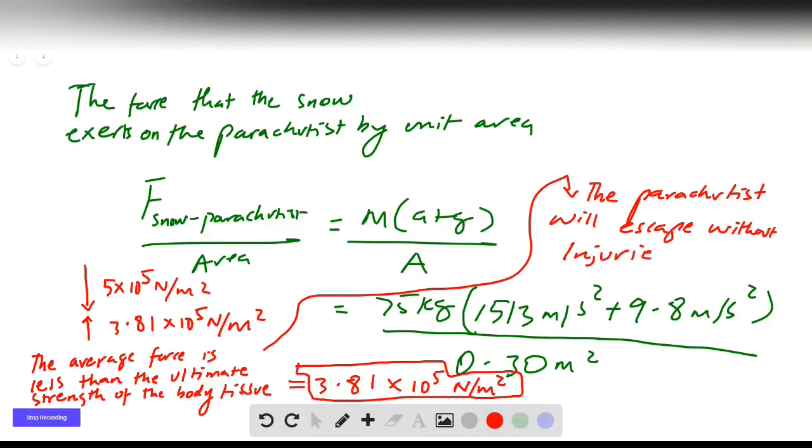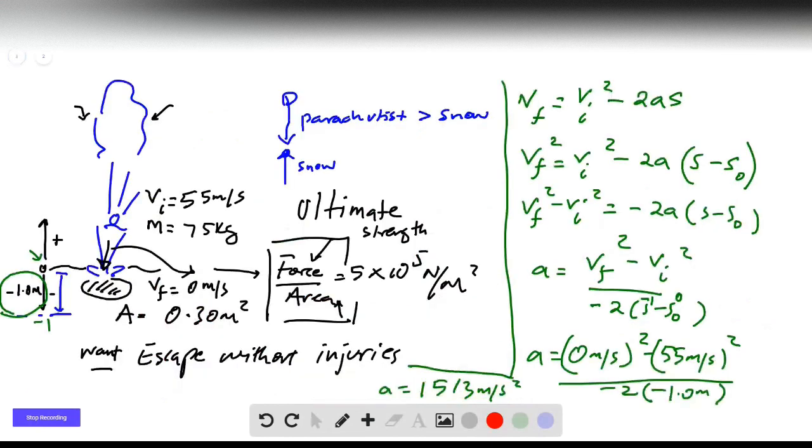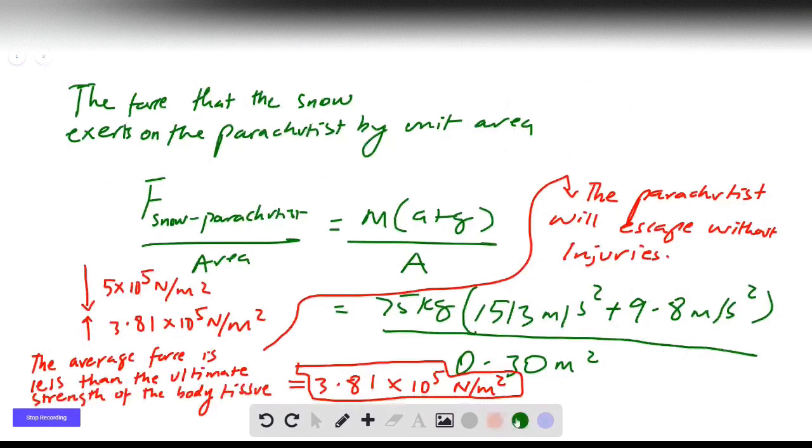Just like a quick recap, the goal of this problem was to compare the ultimate strength of the tissue against the average force exerted back by the snow. We had to get the acceleration of the parachutist using your typical equation of motion. Once we found the average force from the snow, which is 3.81 times 10 to the 5, we compared that to the ultimate strength of the parachutist, and we found that they're not going to get any injuries.